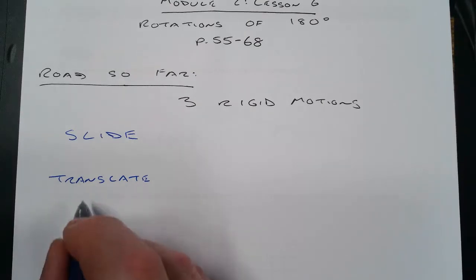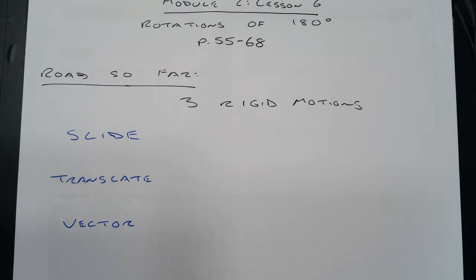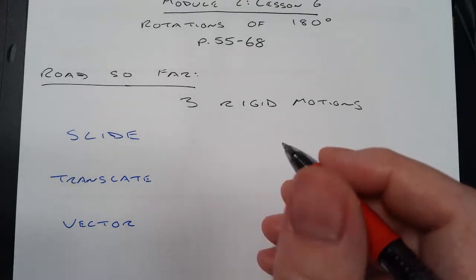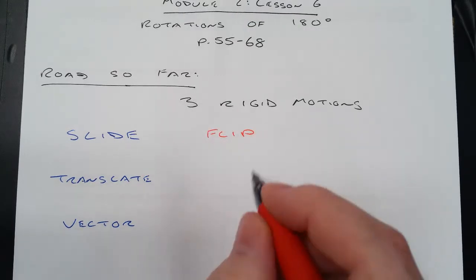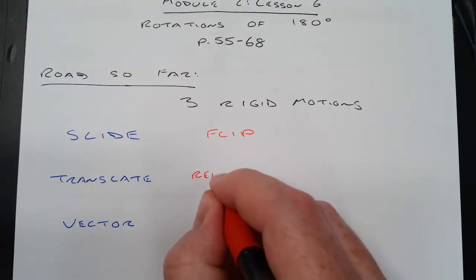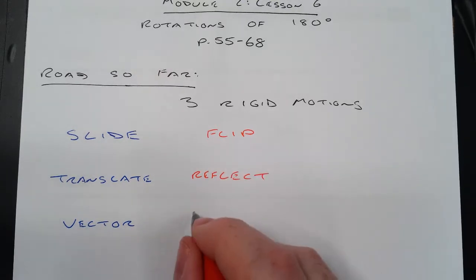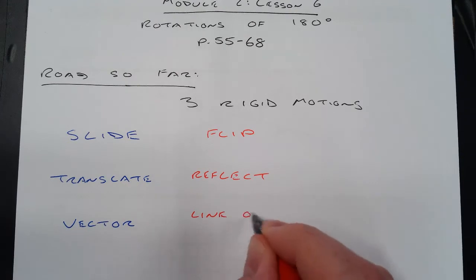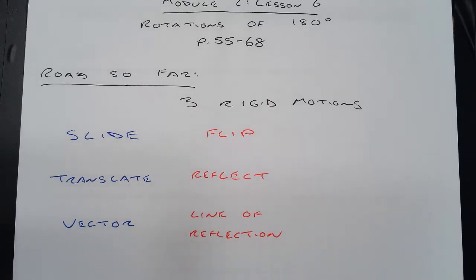The rule for a translation is called a vector. So you should remember how to do those, where a vector shows you what direction and how far to slide the translation. Rigid motion number 2, we started calling a flip, but now we know better. We know that when we flip, we really reflect. And the rule we use for a reflection is called the line of reflection. Kind of like the mirror. What line do we flip over?